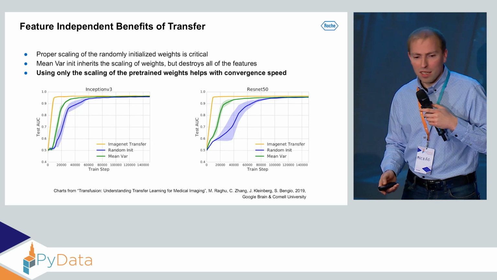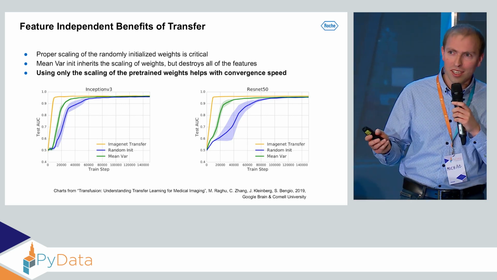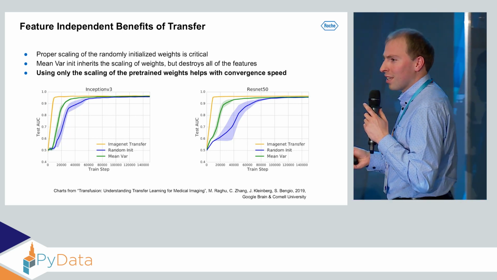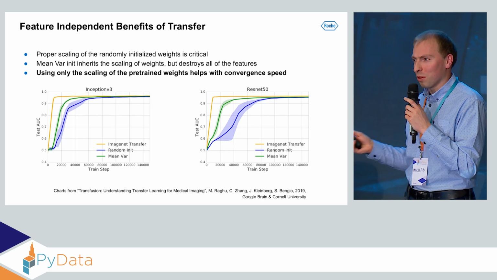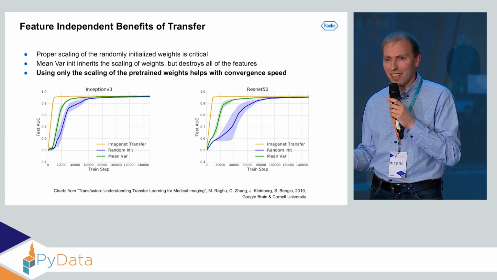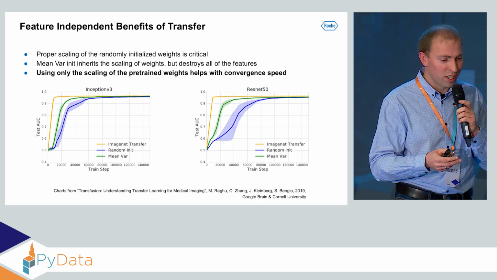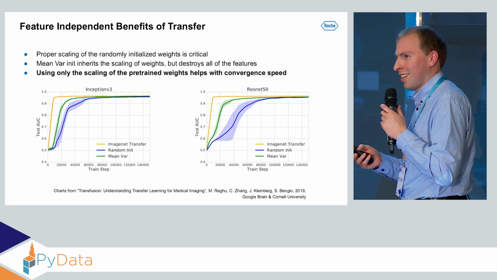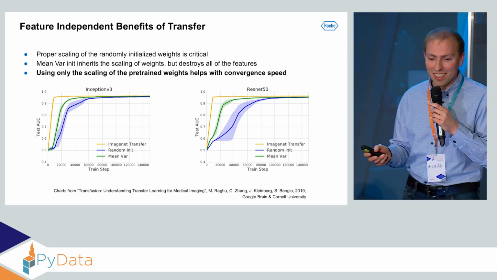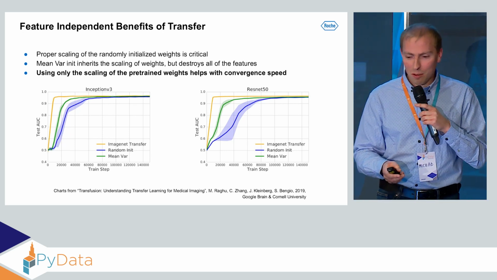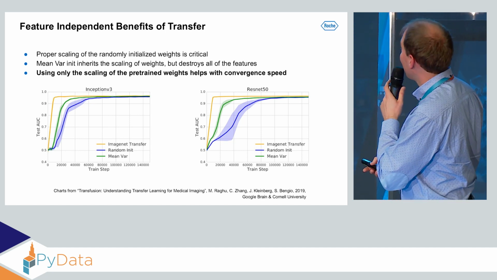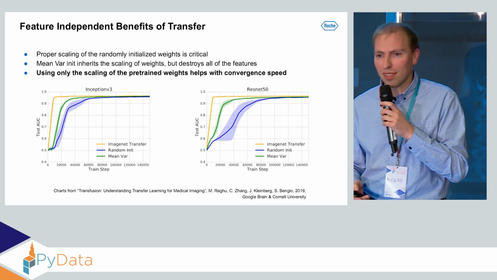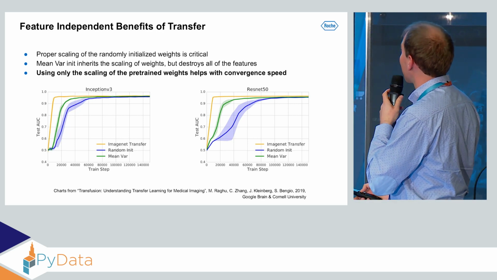Right. So on one hand, we've learned that initializing the network with pre-trained weights can greatly improve our model, even in healthcare settings. On the other hand, we've learned that even the most basic features cannot be reused as they are. So what's the matter? Well, it turns out that even if you destroy all the ImageNet features and simply inherit the scaling of the weights, we can get a pretty good convergence speed.